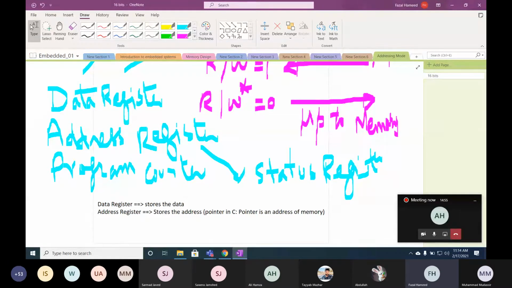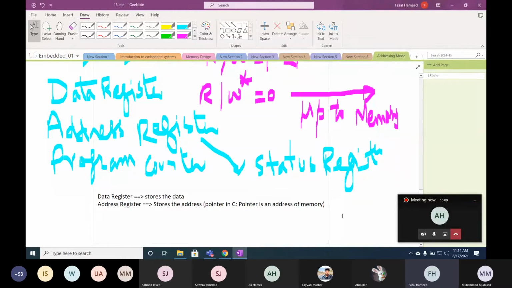Okay. So now for this microprocessor, we assume an architecture. Now we assume an architecture.